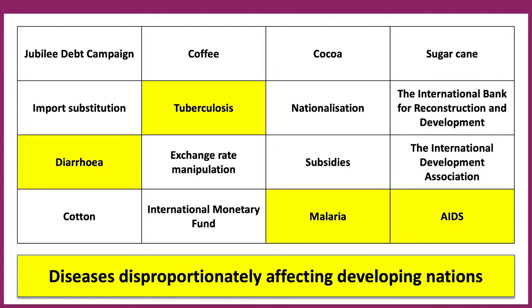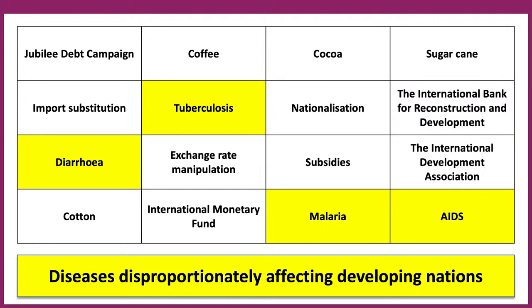So I think this is the one Rebecca got, where we linked diarrhea, tuberculosis, malaria, and AIDS as diseases that disproportionately affect developing nations. So for instance, tuberculosis, 95% of cases and deaths from TB actually occur in developing countries. And malaria, for instance, 51% of all cases actually occur in six developing countries. So Nigeria, the Democratic Republic of the Congo, Tanzania, Burkina Faso, Mozambique, and Niger.